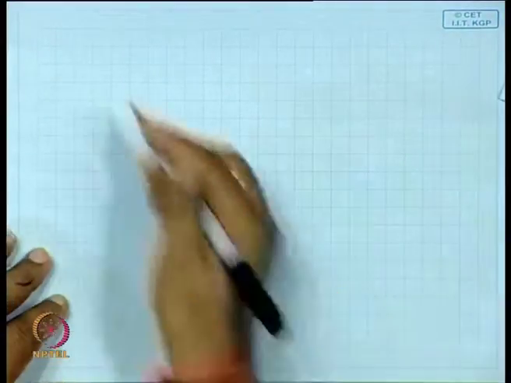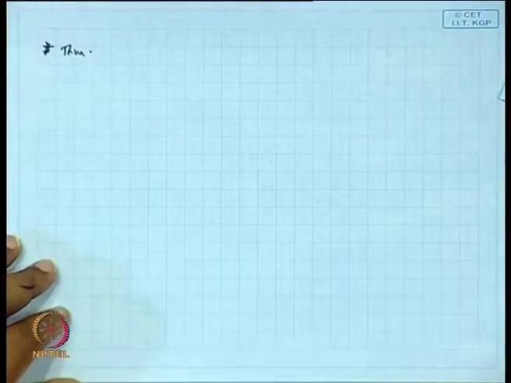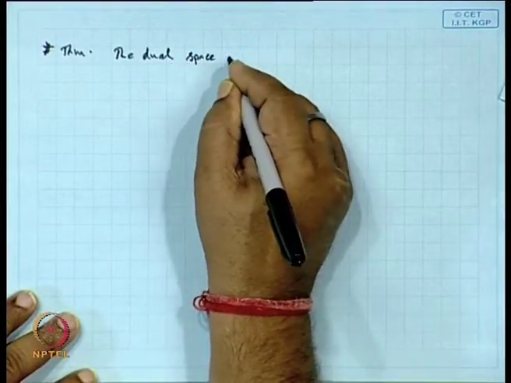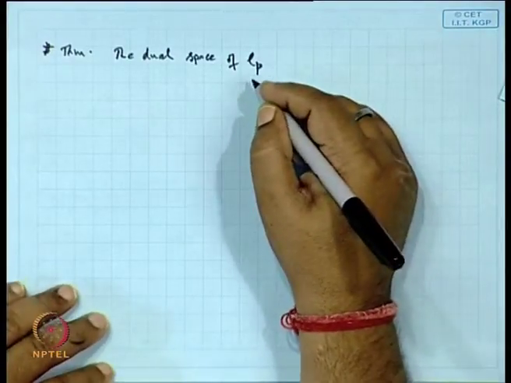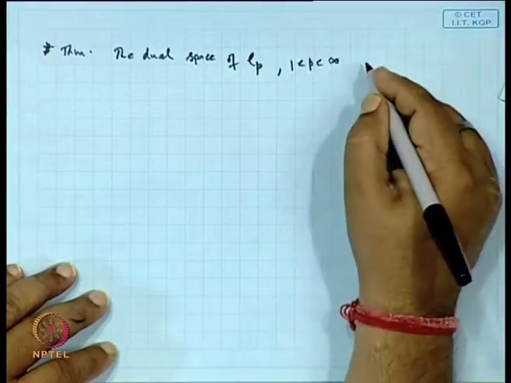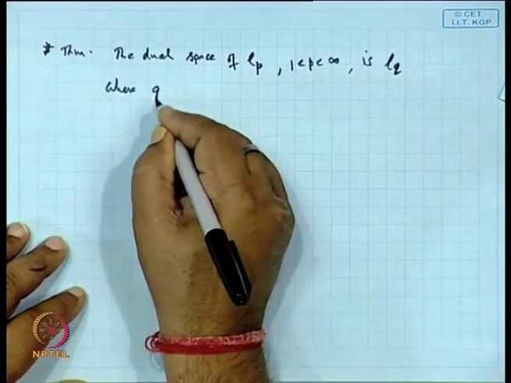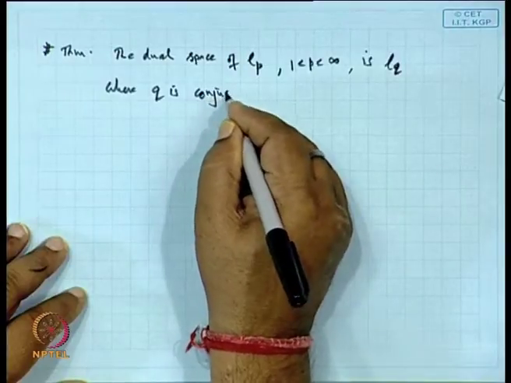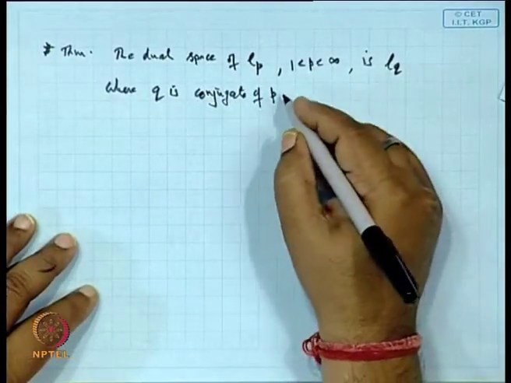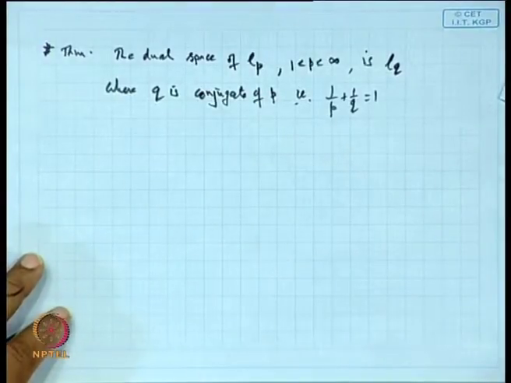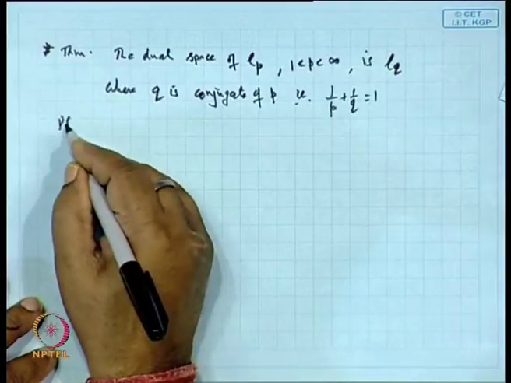So, the next result is a theorem: the dual space of LP, where 1 is less than p less than infinity, is LQ, where Q is the conjugate of P, that is 1 by P plus 1 by Q is 1. The lines of proof are the same.